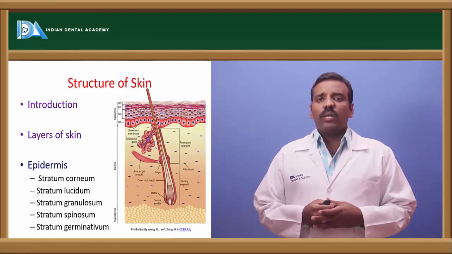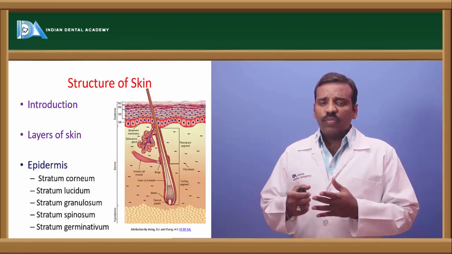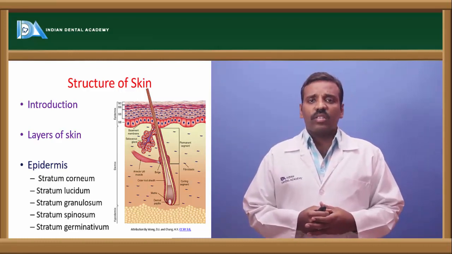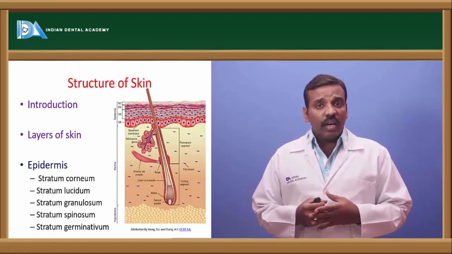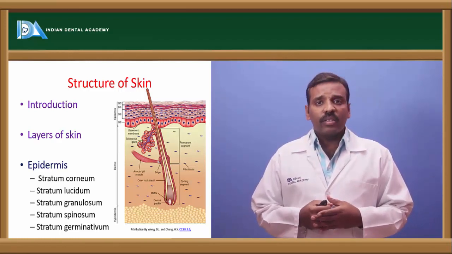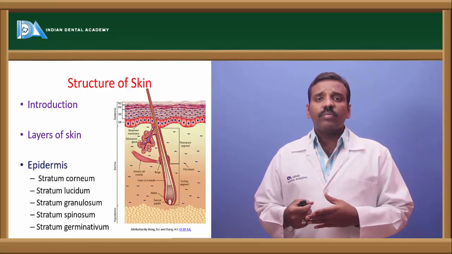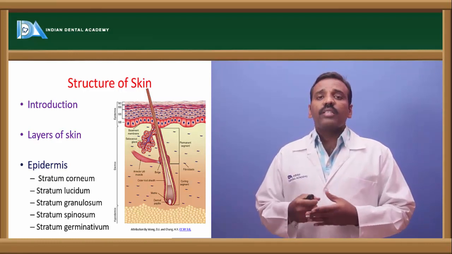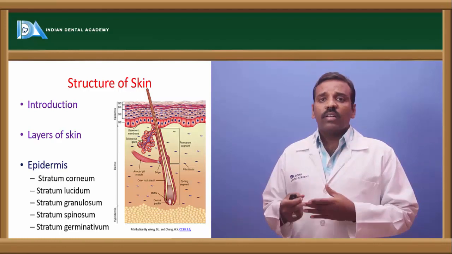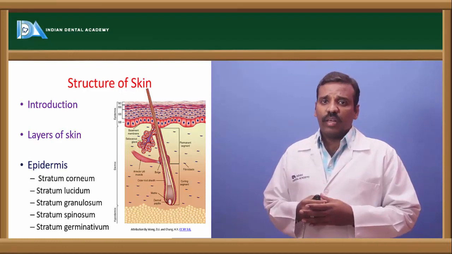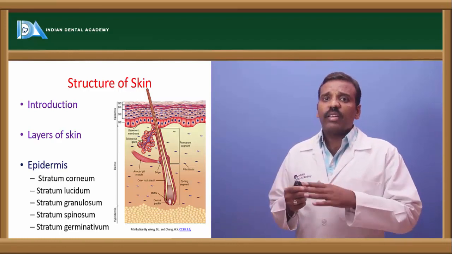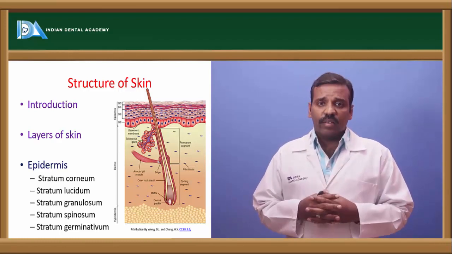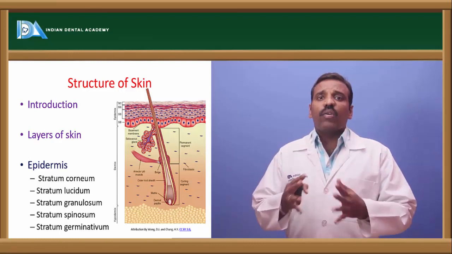First, coming to the skin. If you see the structure of the skin, there are three layers present: the epidermis, the dermis, and the subcutaneous layer. The first one is the epidermis layer. This epidermis layer is the superficial part and it consists of 5 layers.